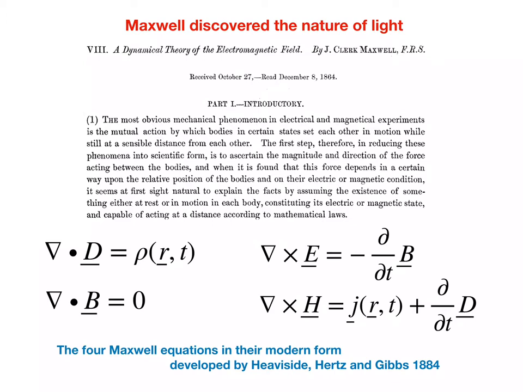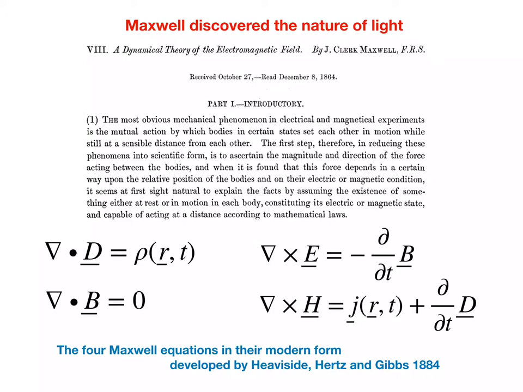Maxwell's theory of electromagnetism introduces four vector fields: the electric and magnetic flux densities and the electric and magnetic field strength. The theory is based on postulated differential equations. The modern form of these Maxwell equations was developed by Heaviside, Hertz and Gibbs in 1884 using vector calculus.